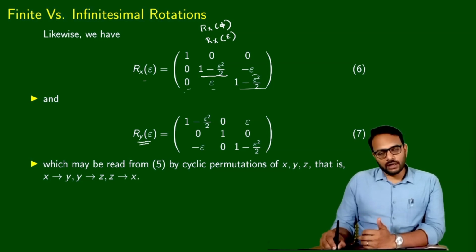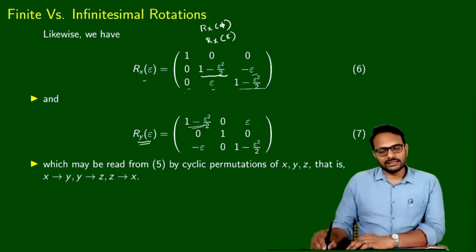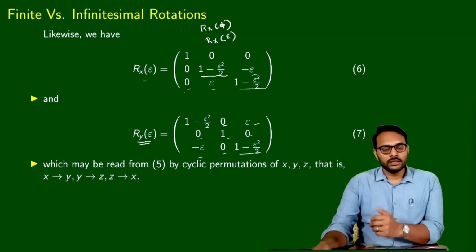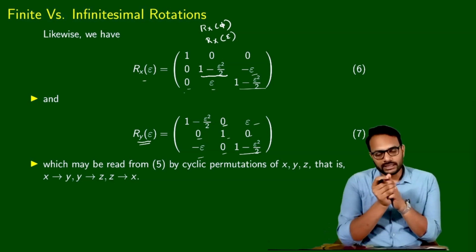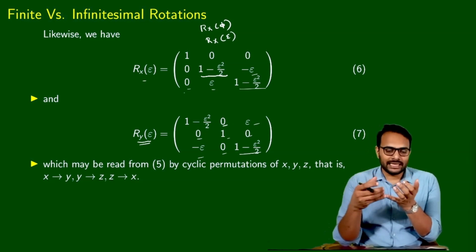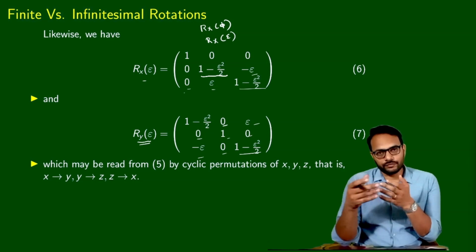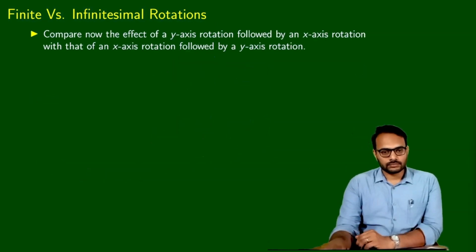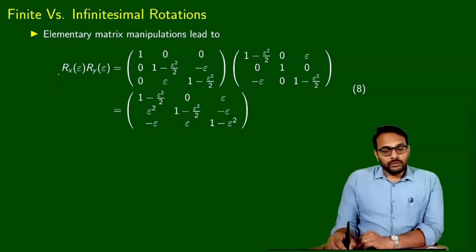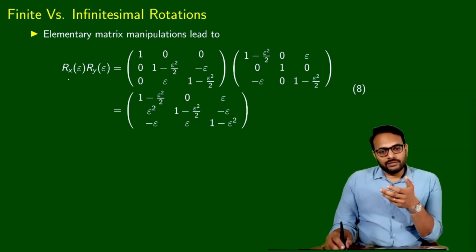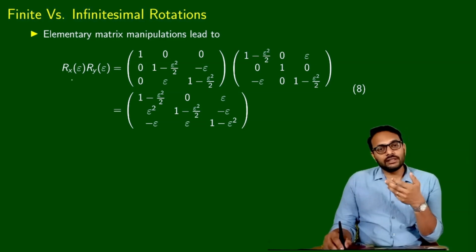Similarly, let's also find Ry of epsilon, which gives the square matrix with the elements 1 minus epsilon square divided by 2, 0 epsilon, 0 1 0, minus epsilon 0 1 minus epsilon square divided by 2. Okay, so now we have infinitesimal rotation matrices for rotation about the z-axis, rotation about x-axis, and for rotation about y-axis. Now we want to calculate quantitatively how exactly these rotations do not commute. How exactly do they fail to commute?